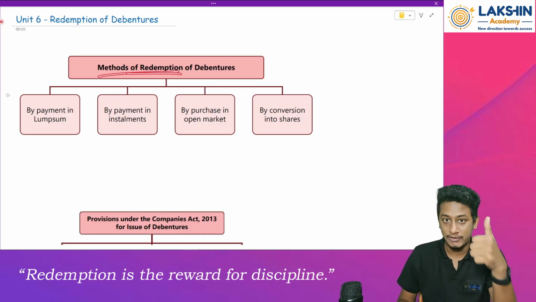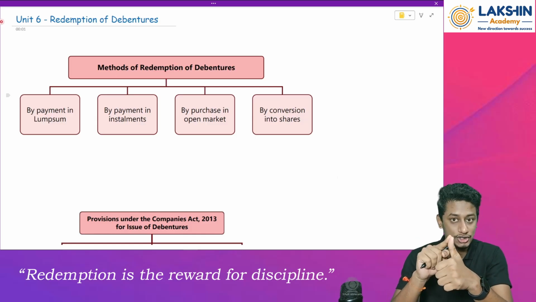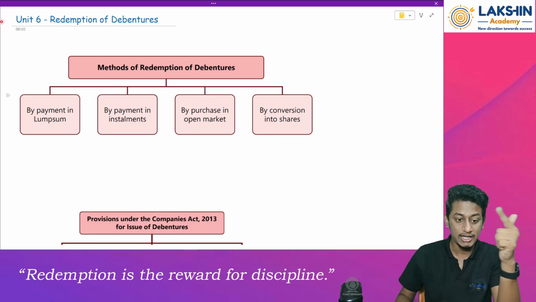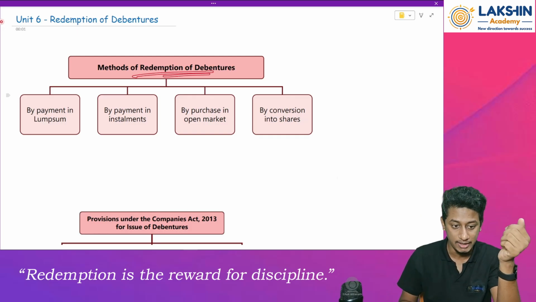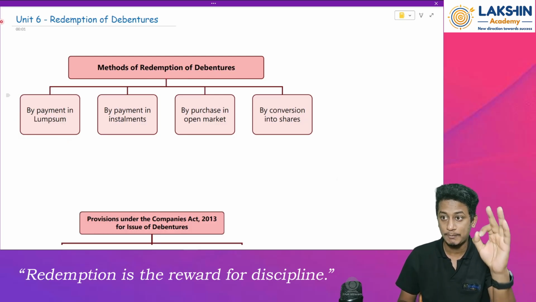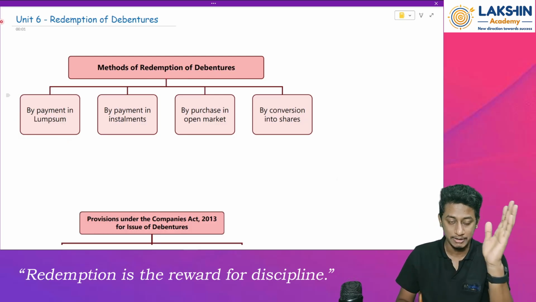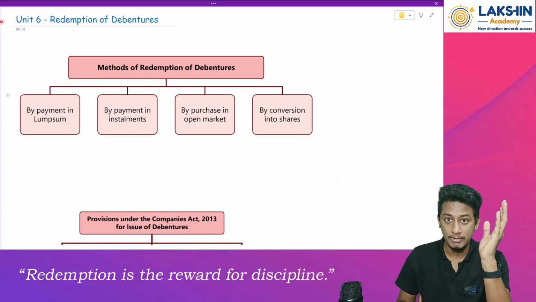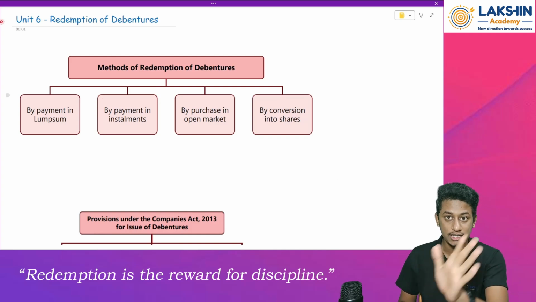See, in case of preference shares, we had what? We had fresh issue or use of the free reserves, right? But in case of redemption of debentures, what are the modes available? First of all, we can pay in lump sum. Whatever the amount is payable, we can pay it in lump sum. Then by payment in installments, I can also pay the amounts in installments for 10 years, 12 years, 13 years, 14 years, and so on.